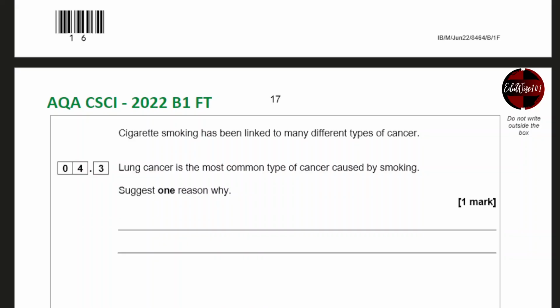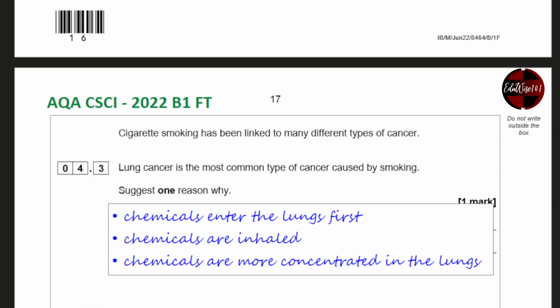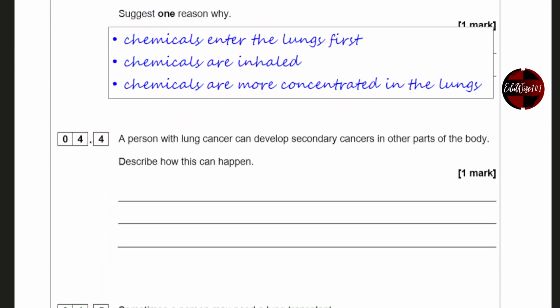Suggest one reason why. Well, the cigarette smoke is going to go into the lungs first. So you're going to inhale the chemical first. Any of these points will give you the mark. Chemicals enter the lungs first, or the chemicals are inhaled, or the chemicals are more concentrated in your lungs.